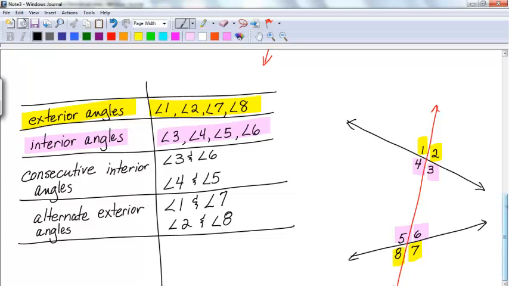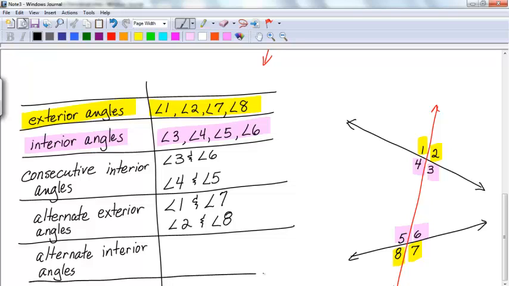The next one is alternate interior. Alternate interior angles. What's one pair that's alternate interior? 4 and 6. And another alternate interior, 3 and 5. They are alternate interior angles.